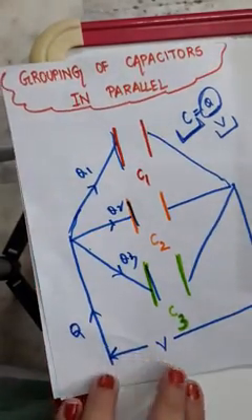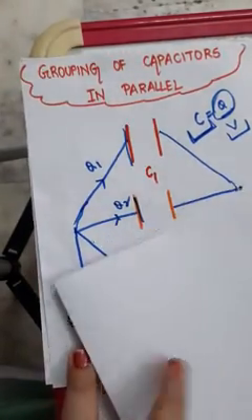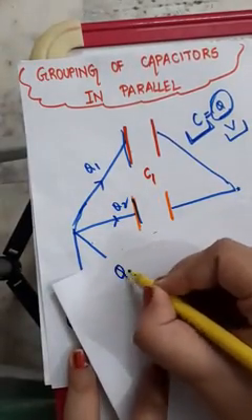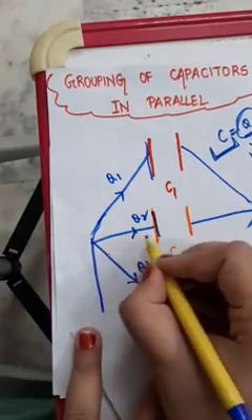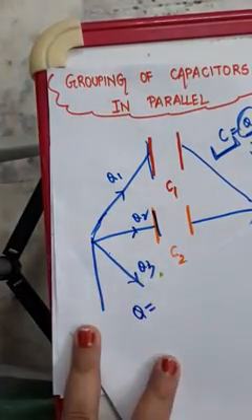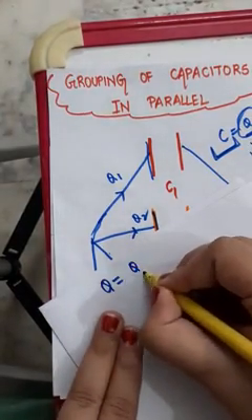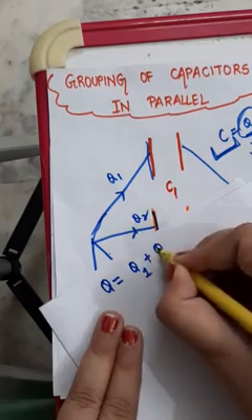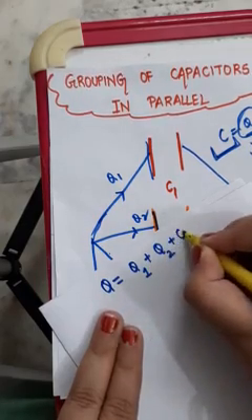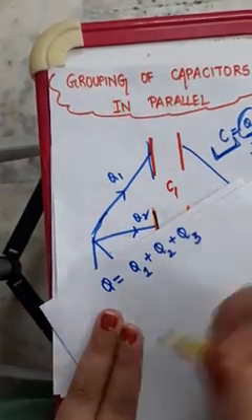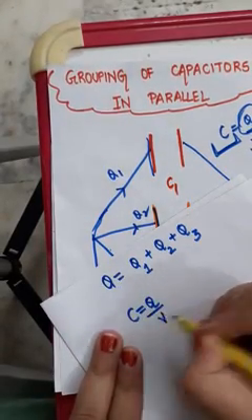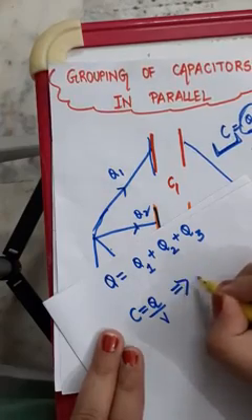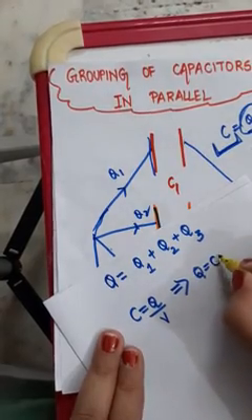Now you need to find out the total charge Q. The total charge Q will be the sum of the charges that have gone to all these three capacitors. So it will be Q1 plus Q2 plus Q3. Okay. But we know that C is equal to Q divided by V, so that Q is equal to CV.